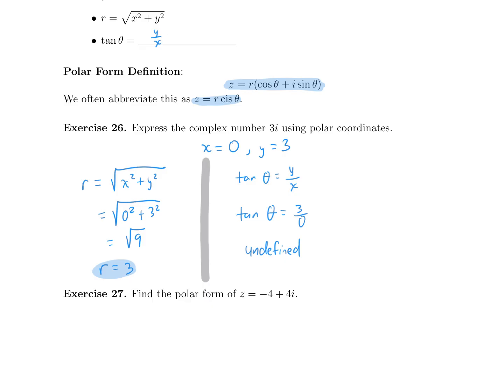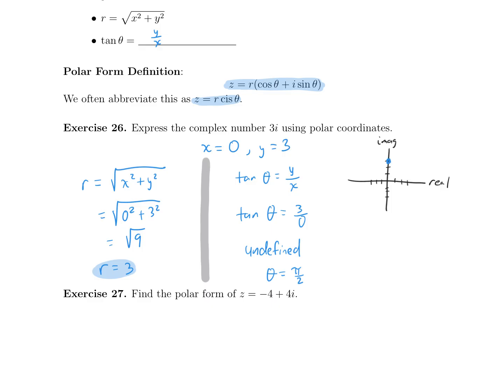So if you look at your unit circle, you will see that theta is undefined for tangent at pi over 2. Also 3/2 pi, but that's why it's important to look at this original number. If you were to graph that in the complex plane with the real and imaginary axis, you will see that the point is up here, 0, 3.